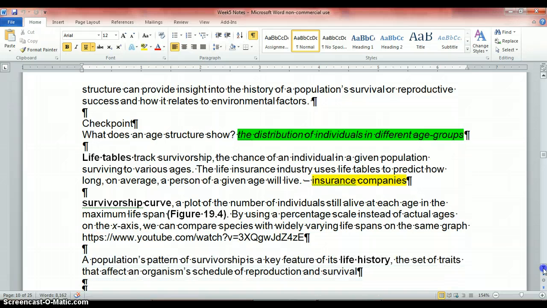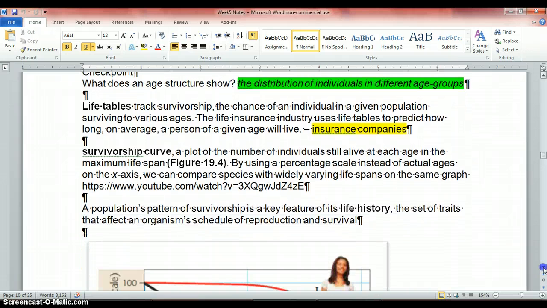Life tables. These track survivorship, the chance of an individual in a given population surviving at various ages. The life insurance industry uses life tables to predict how long, on average, a person of a given age will live. So think of why one person in a particular job, like a stuntman, might have to pay a lot more than, let's say, a teacher, though that's still dangerous sometimes.